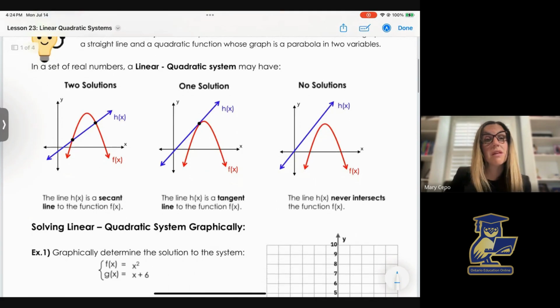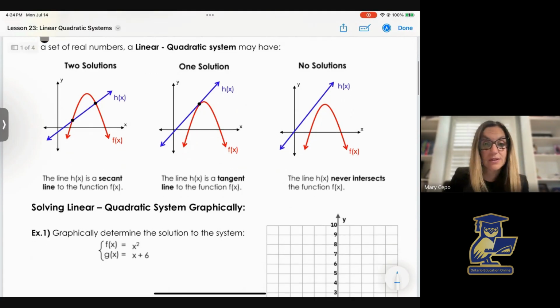That means the line h of x, which is your linear function, is a secant line to the function f of x, your quadratic function. And what that means, the secant line, is that the linear function touches the quadratic function at two distinct points. That is a special name called a secant line. Your second option, instead of two solutions, is one solution. That means the linear function is now a tangent line because it intersects the quadratic function at exactly one point. So the line h of x is a tangent line to the function f of x.